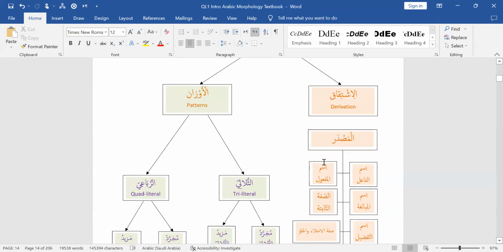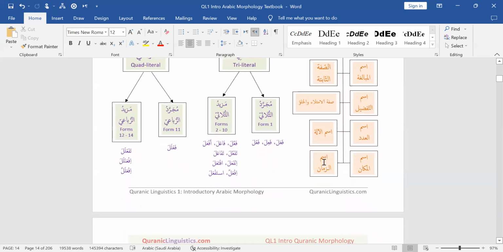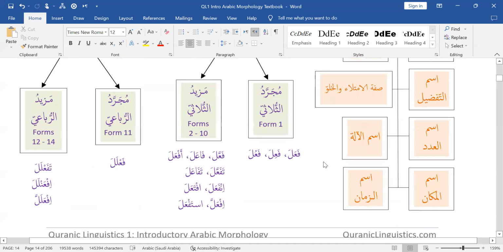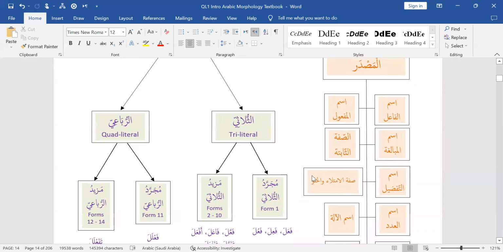So that's a quick overview of Arabic morphology. In the next lesson, we'll look at verb. What is a verb and what are the three types of verbs?